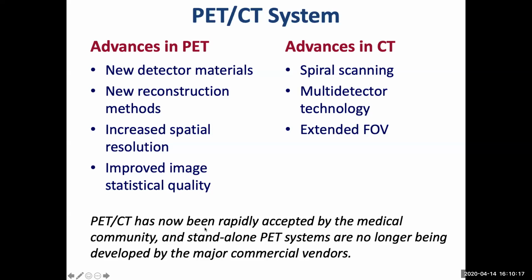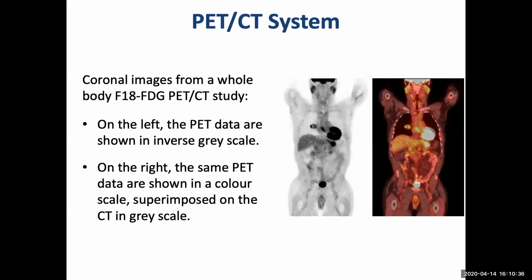PET-CT has now been rapidly accepted by the medical community, and standalone PET systems are no longer on the market. So you will rarely find PET alone without CT. PET is combined with a CT machine for localization, as we said, and for attenuation correction. This is just an example of a PET image and a fused image between the PET and CT.